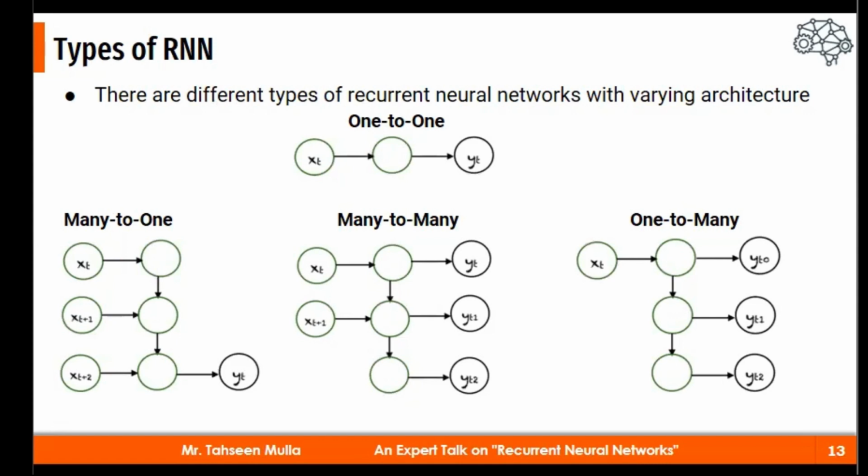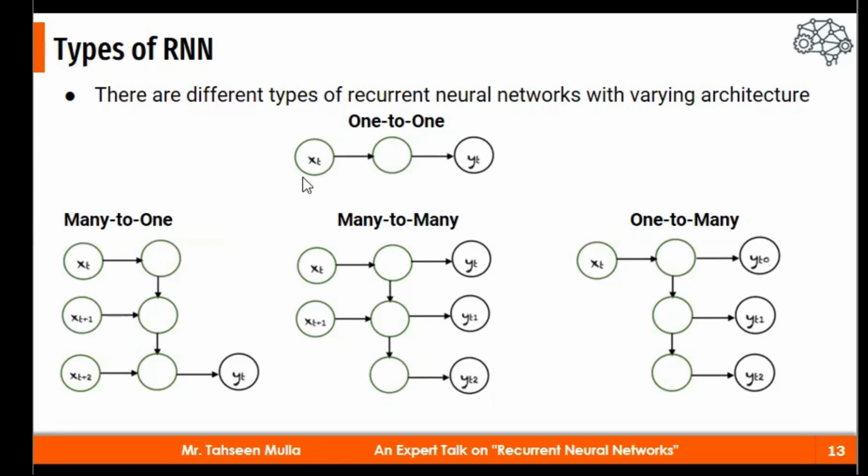In real time, there is no univariate analysis. There are always multiple parameters, with many things dependent on them. So based on this, there are different types of RNN: one-to-one, many-to-one, many-to-many, and one-to-many. Now, we'll see how these run.